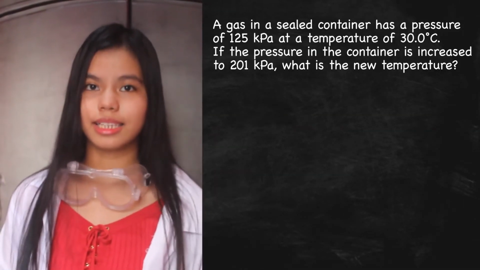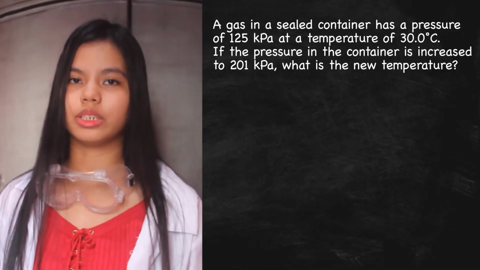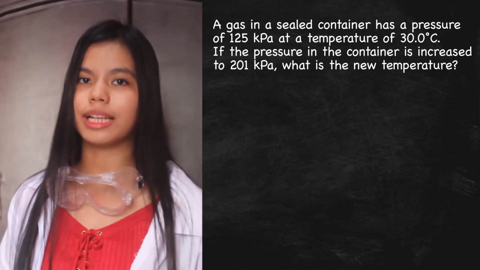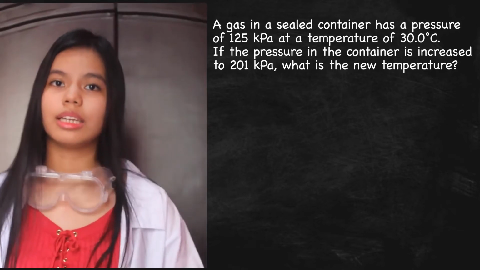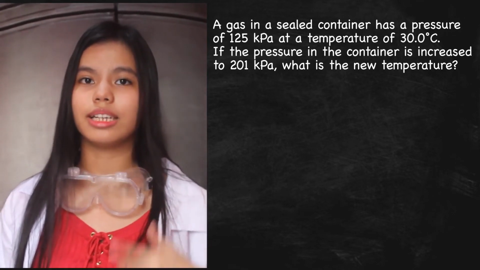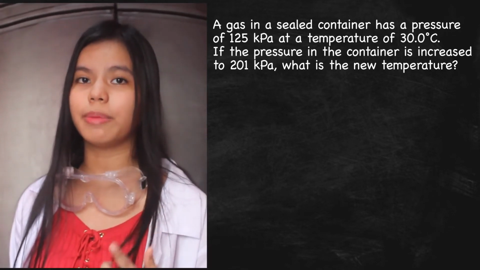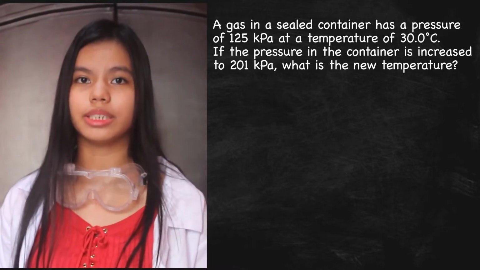But what if there is a missing variable? So let's have an example problem. A gas in a sealed container has a pressure of 125 kilopascals at a temperature of 30 degrees Celsius. If the pressure inside the container is increased to 201 kilopascals, what is the new temperature?